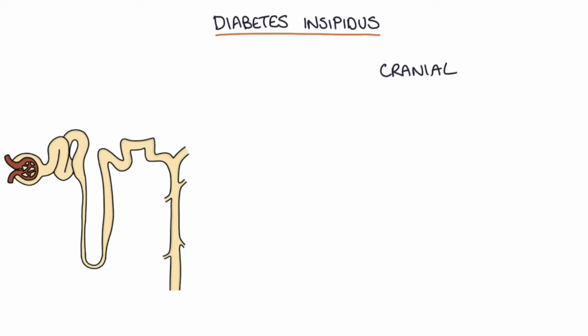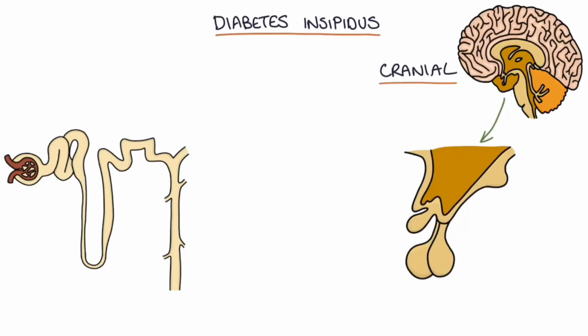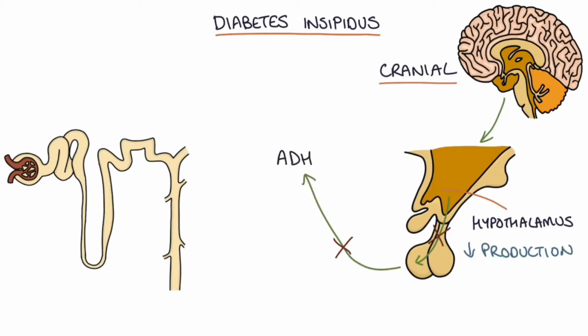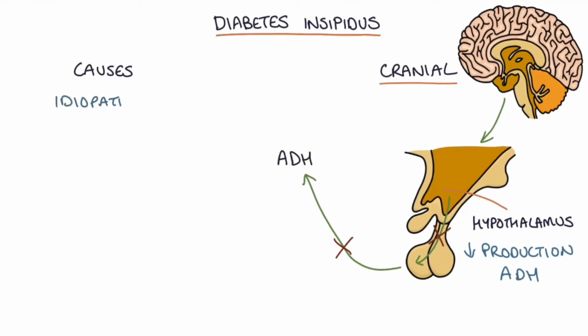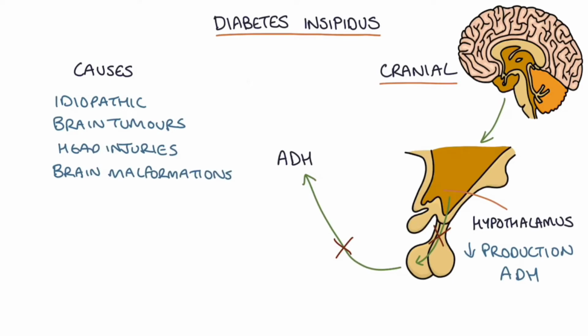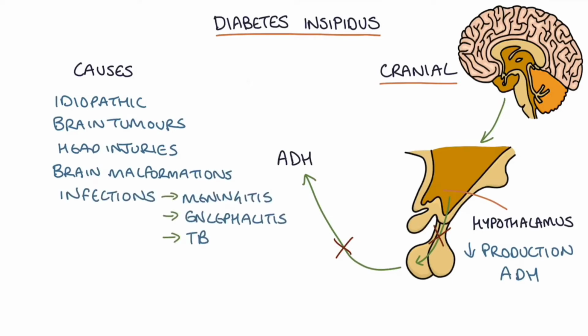Next, let's talk about cranial diabetes insipidus. And this is where the hypothalamus gland does not produce ADH for the pituitary gland to secrete. And this can be idiopathic without any clear cause, or it can be caused by brain tumours, head injuries, brain malformations, infections such as meningitis, encephalitis and TB, or brain surgery or radiotherapy.